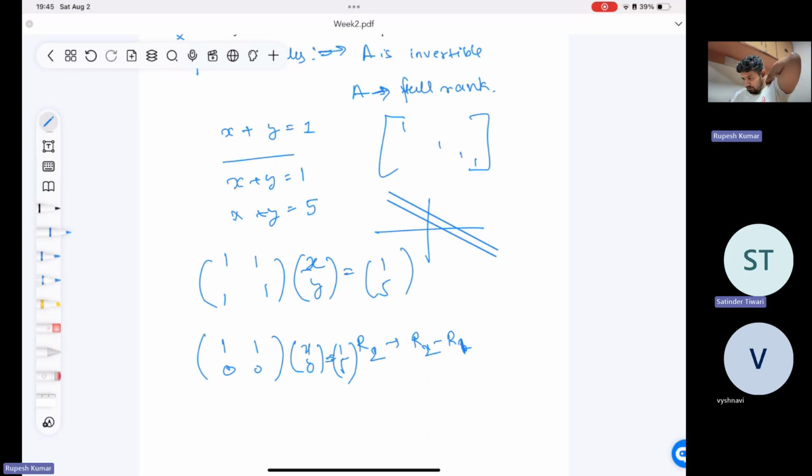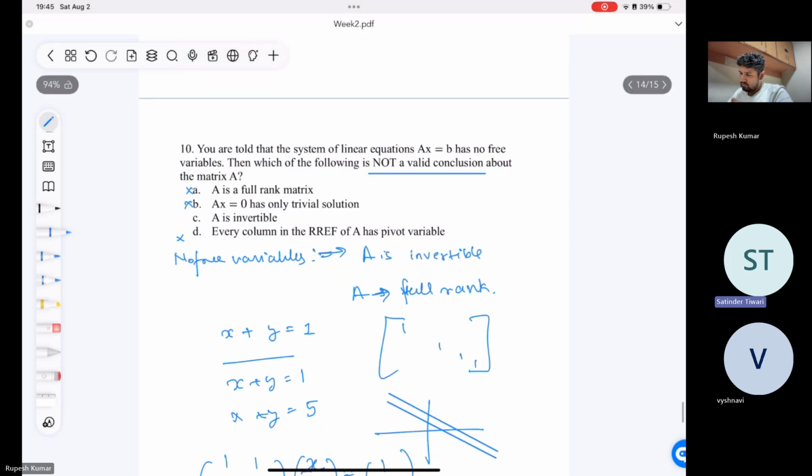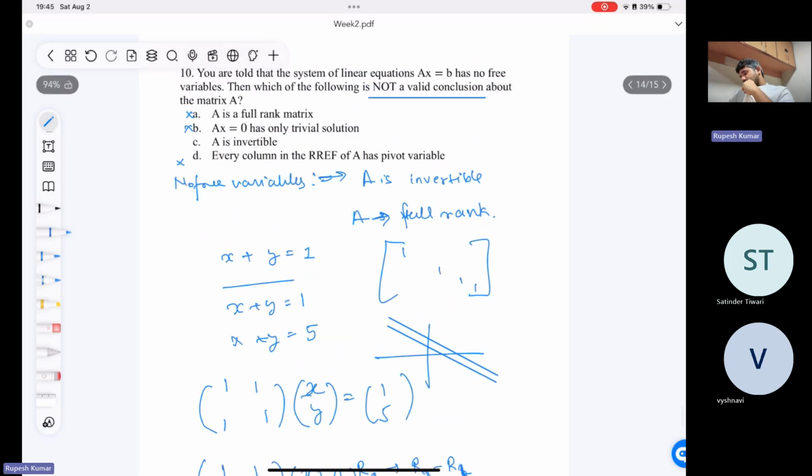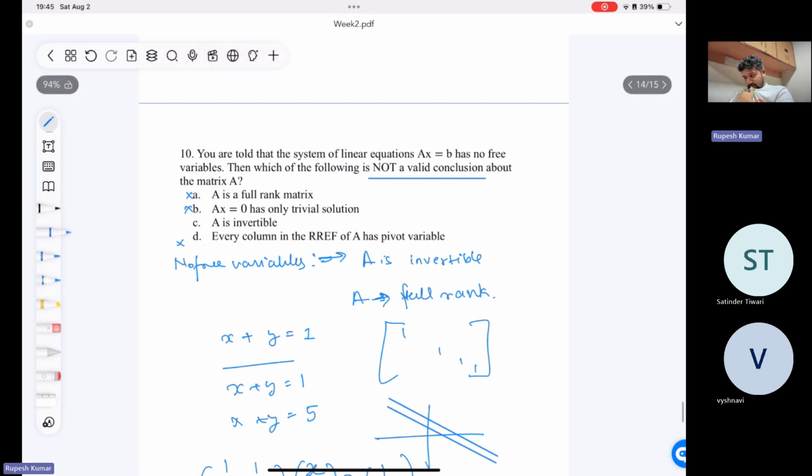Am I missing something here? What the question has been asked here is "no free variables", something like that. Yeah, that's what I'm trying to figure out. Like in this example, you have a free variable y, right? Yes, sir. You are having a free variable here. So I'm not sure about this problem, I guess.